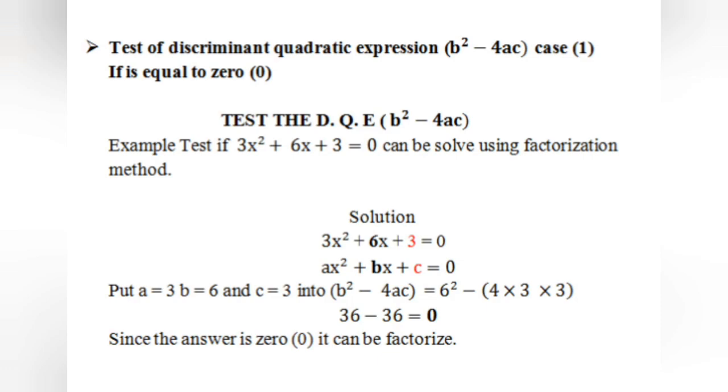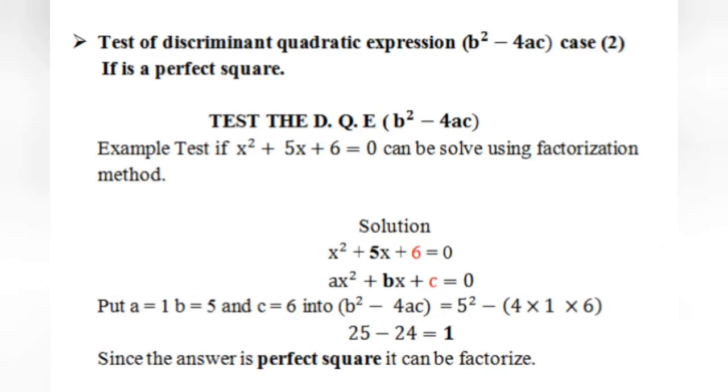Our b is equal to 6. 6 squared will give us 36. And our a is equal to 3, and our c is equal to 3. 4 times 3 times 3 will give us 36. And 36 minus 36 is equal to 0. Since the answer is 0, it can be factorized.